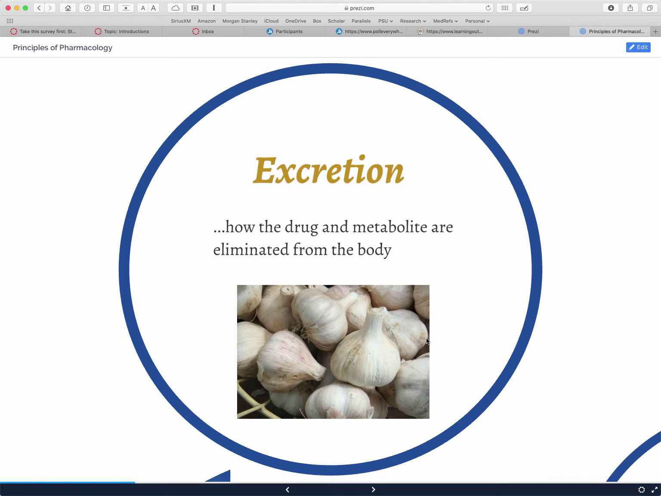Alcohol is the same way, right? Alcohol gets metabolized by the liver, and that active metabolite gets dispelled or excreted through the lungs, and that's why the breathalyzer works. It's not actually measuring alcohol, it's measuring the metabolite of alcohol. But that's the excretion of the drug that we're interested in, okay? So how does the drug and the metabolite get eliminated from the body?